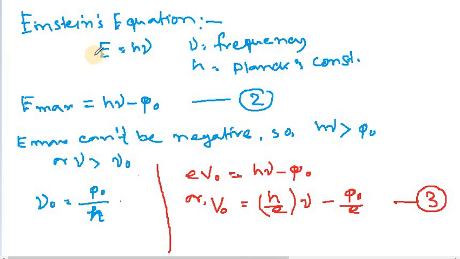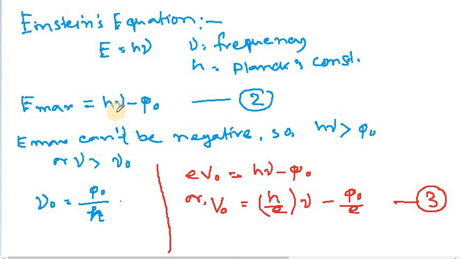So we can discuss the maximum kinetic energy of an electron ejected from a metal which has the work function phi naught. If a material has a work function phi naught, then the maximum kinetic energy of the ejected electron is E max equals h nu minus phi naught. Nu is the frequency of the incident photon.